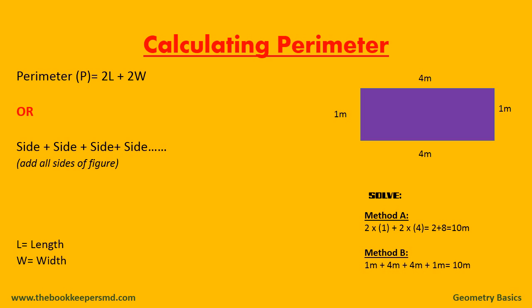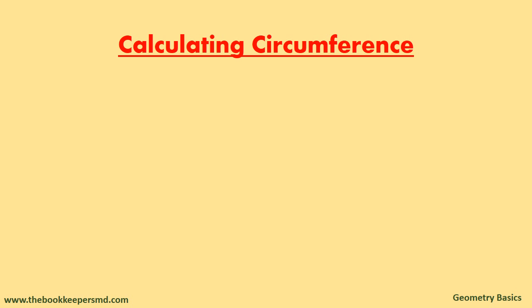If we were to solve it using the second equation, we will have 1 meter plus 4 meters plus 4 meters plus 1 meter, which gives us the same 10 meters. That concludes our discussion on calculating perimeter. Next, we're going to calculate circumference.